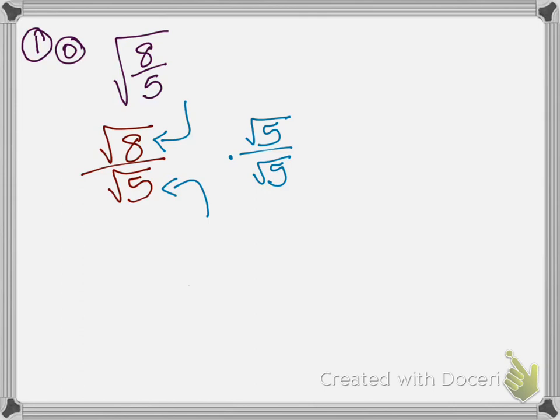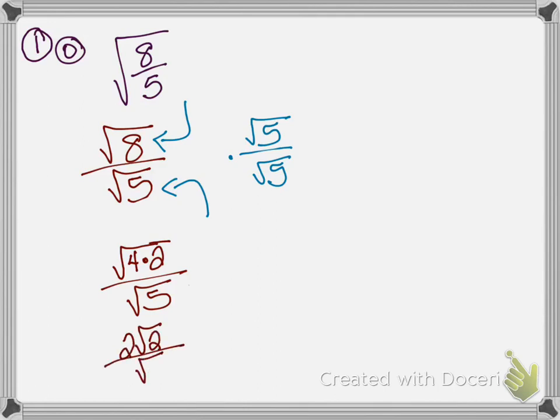First thing I'm going to do is simplify the square root of 8. So the square root of 8 simplifies to the square root of 4 times 2. The square root of 4 is 2, so I have 2 on the square root of 2 over the square root of 5. So I have dealt with this part right here. Now let's deal with that square root in the denominator. So I am going to multiply by the square root of 5 over the square root of 5.